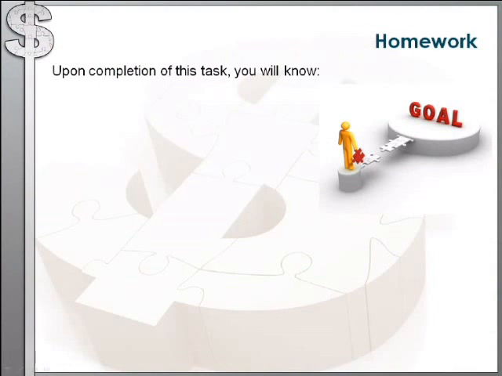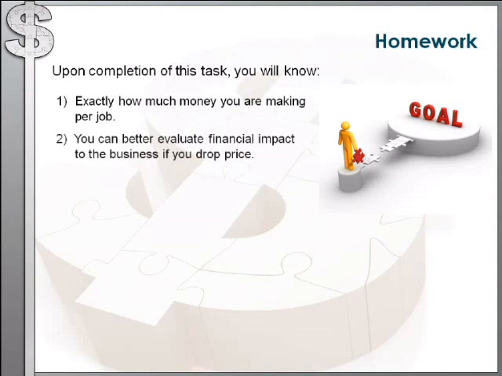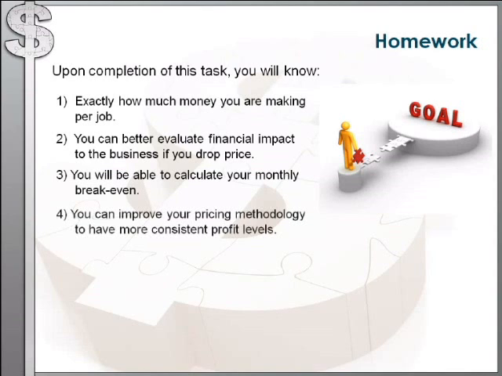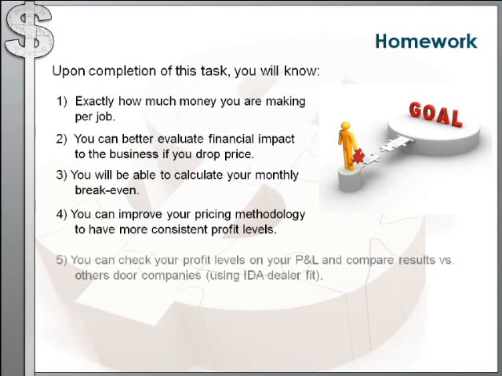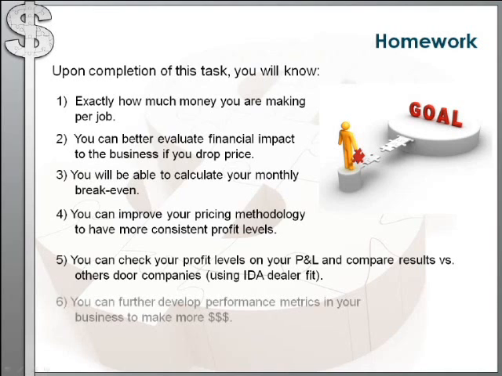So upon completion of your task, you will know exactly how much money you're making per job. You can better evaluate the financial impact to the business if you make a price concession. You'll be able to calculate your monthly break even, the sales required to break even. You can improve your pricing methodologies to have a more consistent profit level. And you could check your profit levels on your profit and loss statement and compare your results versus other door companies using the IDA dealer fit data. In addition, once you have clarity on what your profit levels are, you could further enhance or develop performance metrics in your business to make more money.